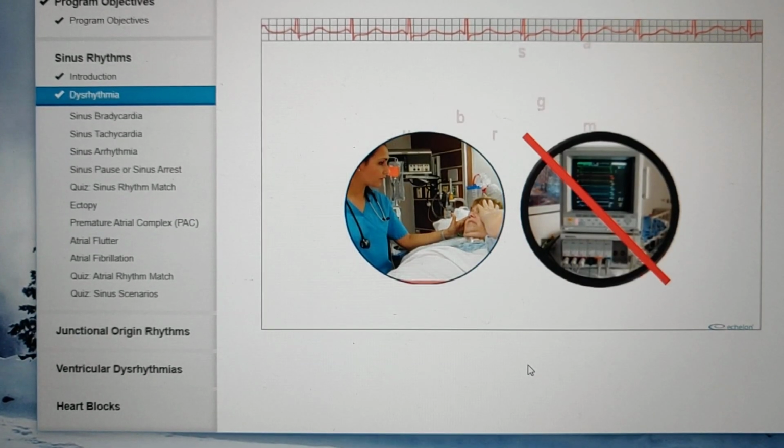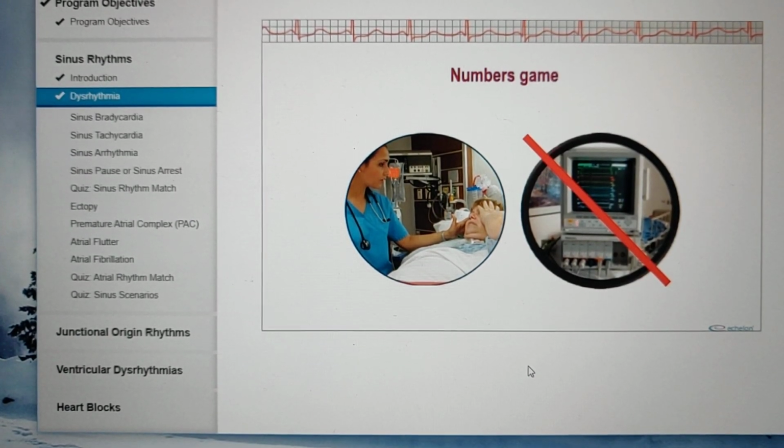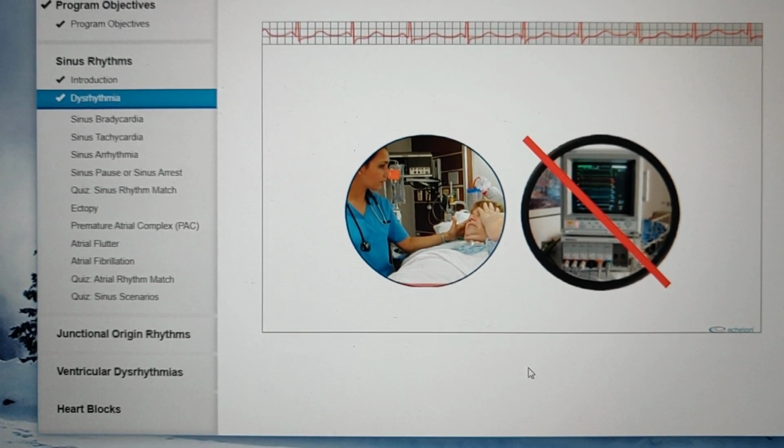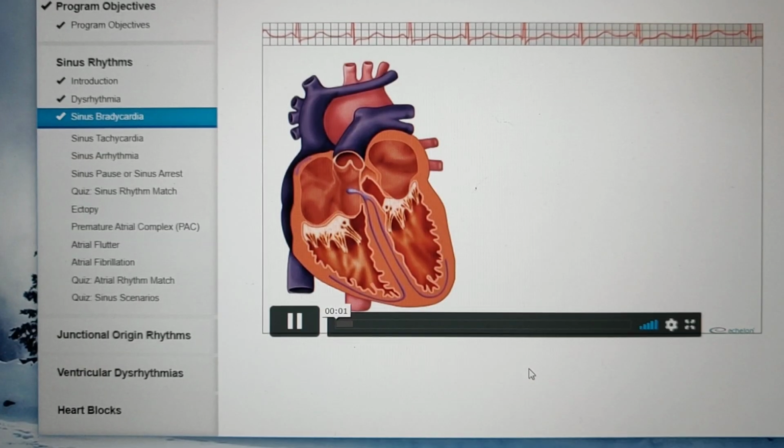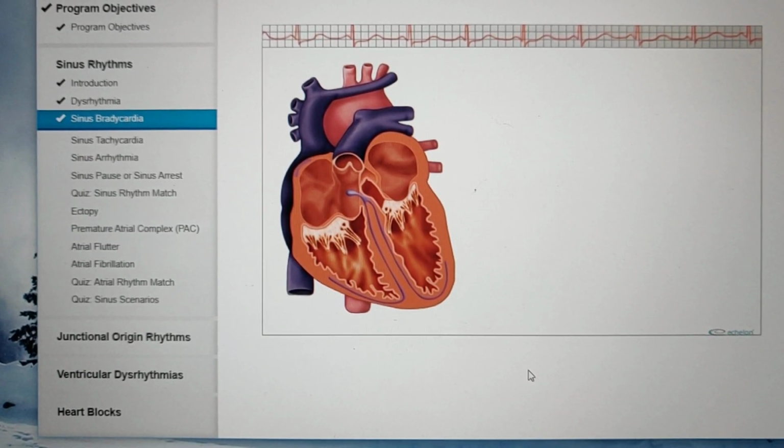Remember, however, not to get caught up in the numbers game. You are there to treat the patient, not the monitor. Always be alert for changes in patient condition and respond accordingly. Let's look at dysrhythmias in more detail.